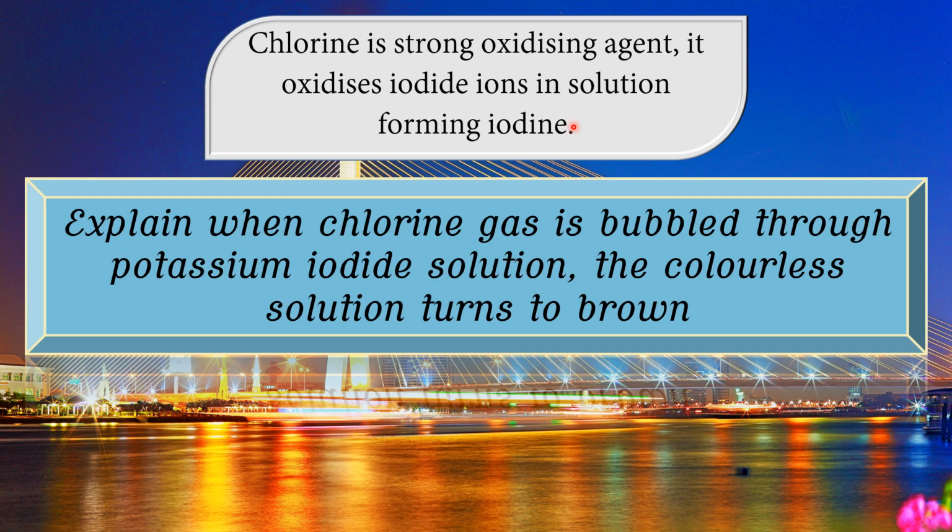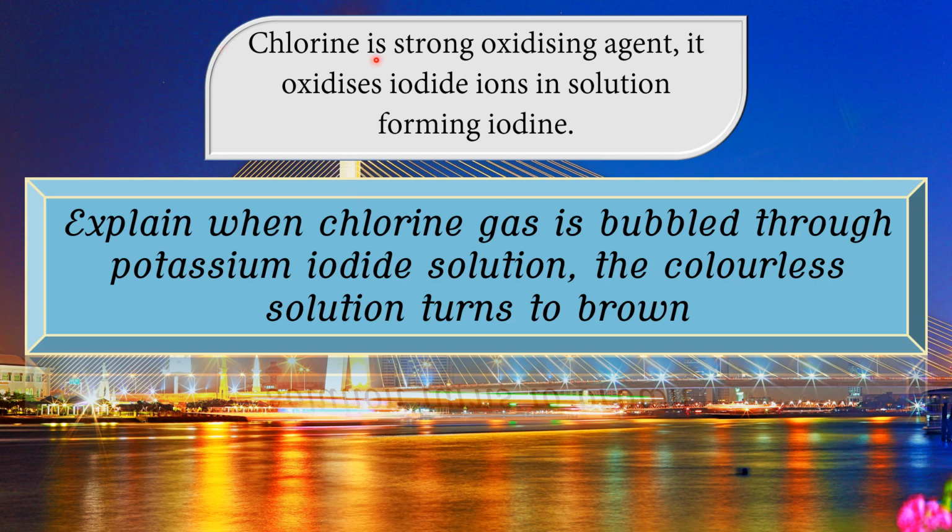Therefore, the reducing power of halide ions is in the order of iodide ions having more reducing power, followed by bromide ions, and followed by chloride ions. So that's how it is. But in terms of the gases, chlorine gas is a strong oxidizing agent, followed by bromine gas, and then lastly iodine.